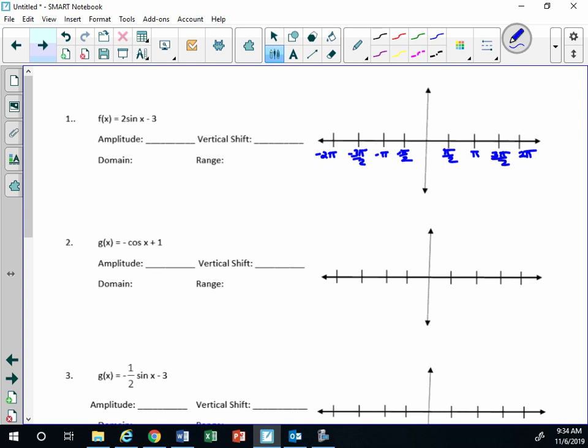And then on the y-axis, I see that I'm stretching it by 2 and shifting down 3, so that's going to take up a decent amount of space on the y-axis. So I'm going to go 1, 2, 3, 4, 5. I'm going to go all the way to negative 5.